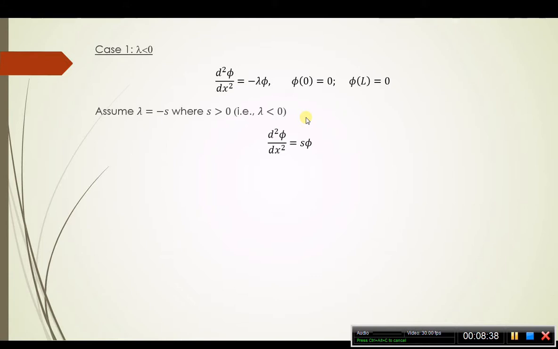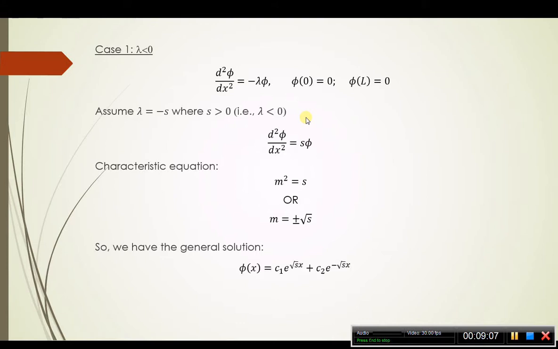So just substituting in, we have d squared phi/dx squared is equal to s phi. The way that you solve an equation like this is you get the characteristic equation. So here our characteristic equation is just m squared is equal to s, or solving for m we get m is plus or minus the square root of s. So we have two distinct roots for our characteristic equation. So our general solution is given as c1 e to the square root of s x plus c2 e to the minus square root of s x.